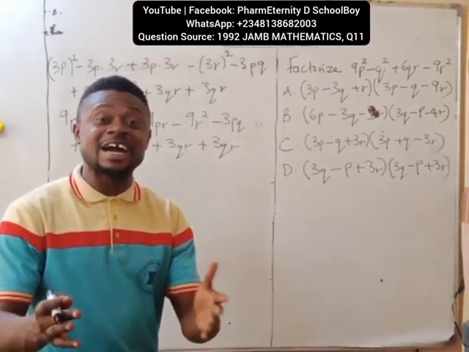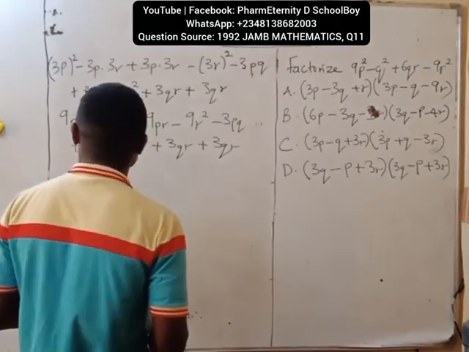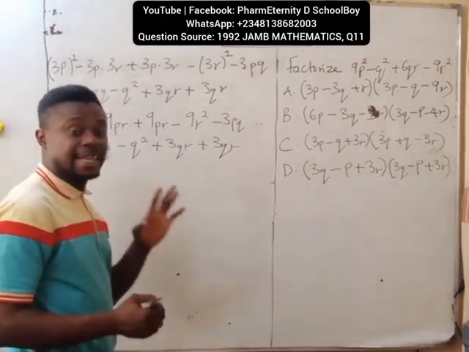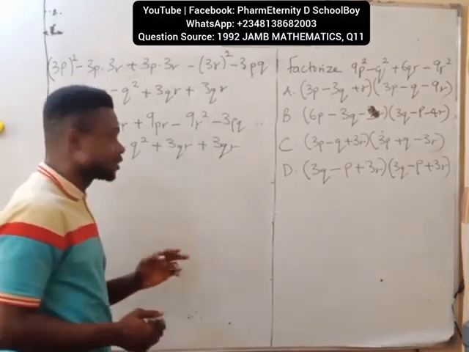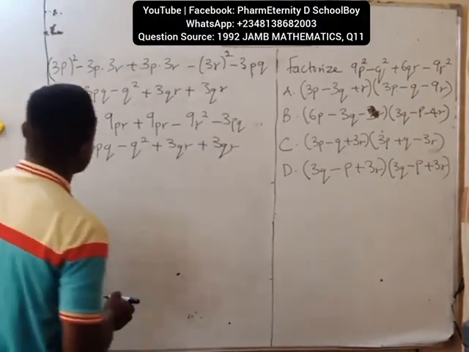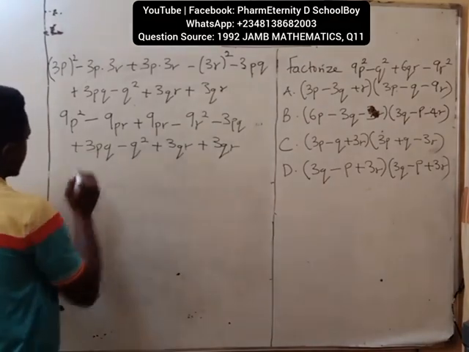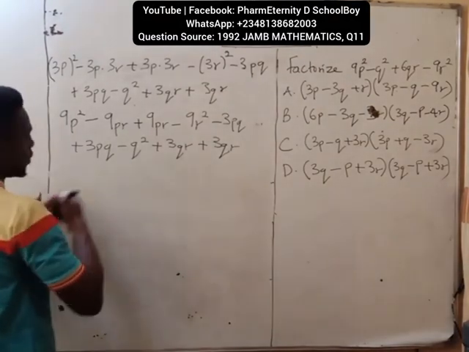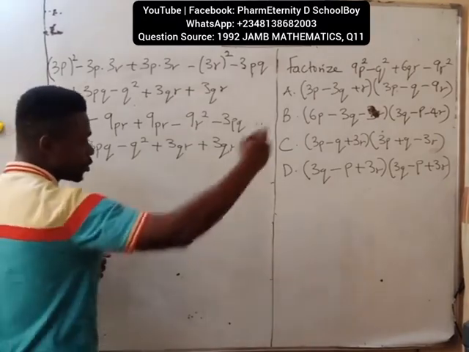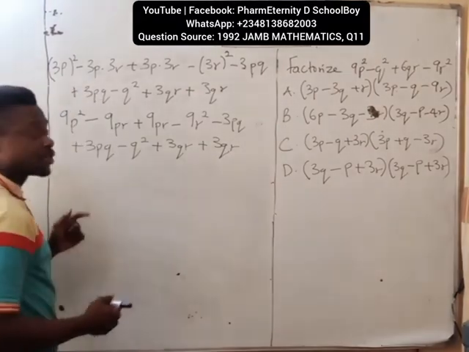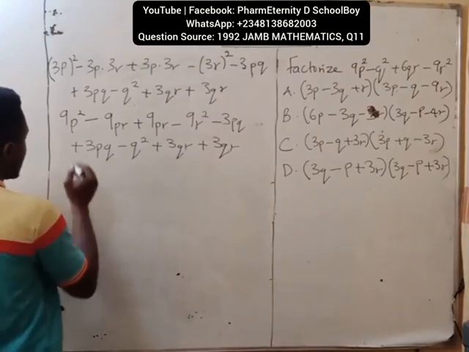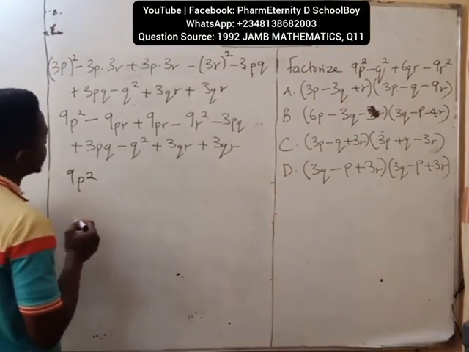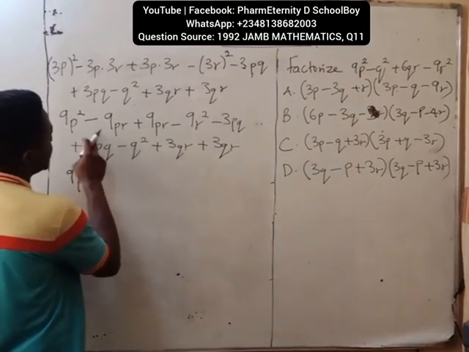Let us now factorize. To factorize this, we need to collect like terms first. Now let's go. We'll start with terms containing P, Q, R. So we'll start with terms containing P. So we have 9P squared here. What other terms contain P here?